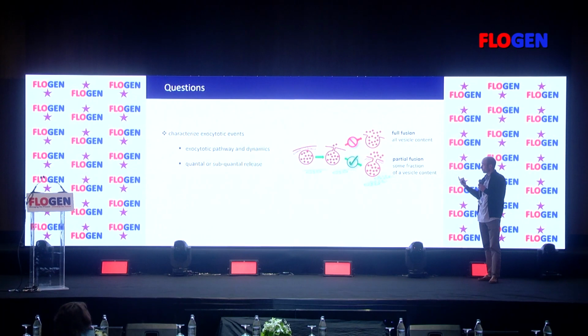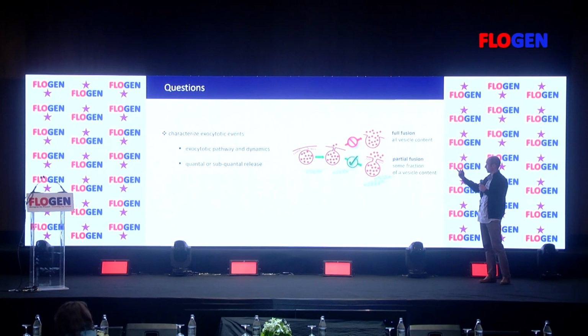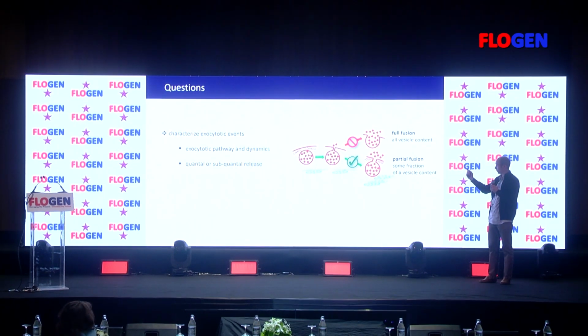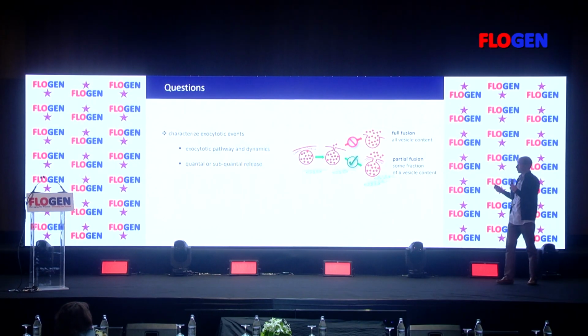But there is mounting evidence that partial fusion is an important exocytotic pathway, and in this case the fusion pore remains relatively small with respect to the vesicle size, and only some fraction of the neurotransmitter content of the vesicle is released to the outside. This kind of thing can also affect the toxic effect of glutamate, if we can understand these things better.